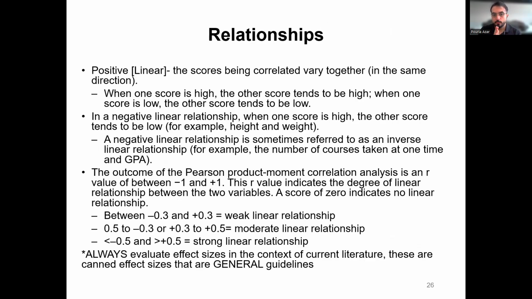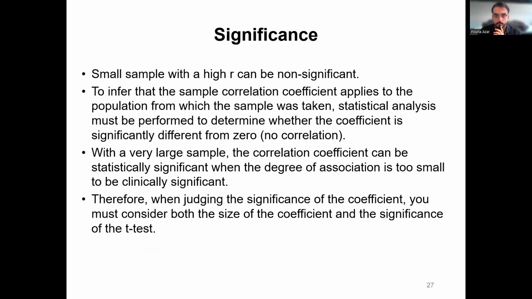So as I mentioned, we have positive and negative. Positive means linear, and negative means inverse relationship. And we also talked about the weak, moderate and strong effect size for a relationship. A small sample with a high rho can be non-significant. This is very important.